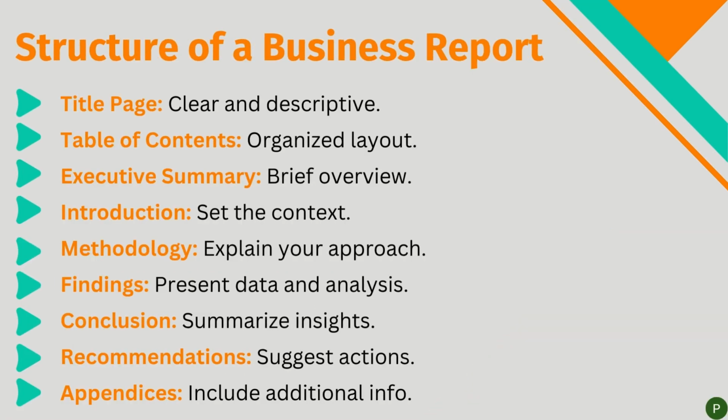Now let's move on to the structure of your business report. A well-organized business report follows a very clear and specific structure. You need to start with a title page, followed by a table of contents for easy navigation. The executive summary provides a brief overview, and the introduction sets the context. Next, you have to explain your approach in the methodology section, present data and analysis in the findings, and summarize insights in the conclusion. Suggest actions in the recommendation section and include additional information in the appendices.